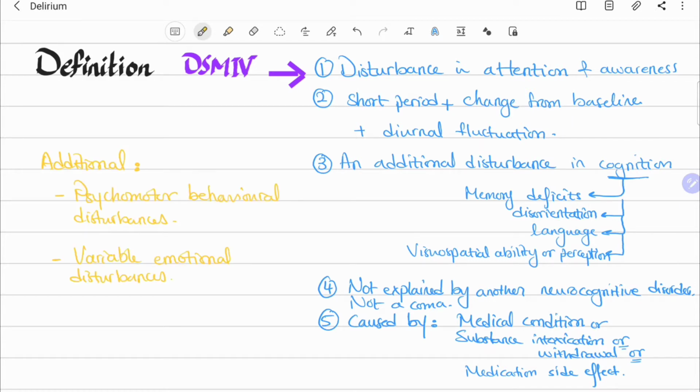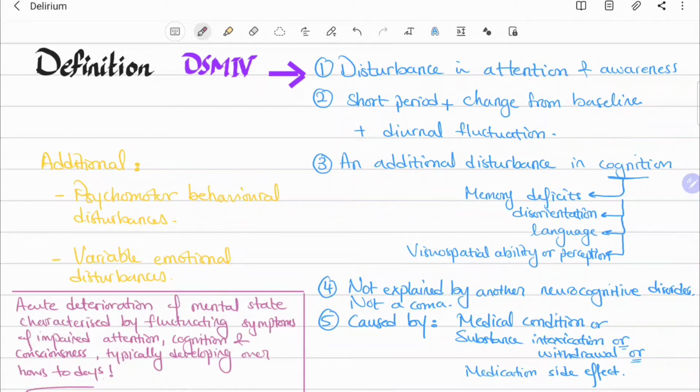Additional features that may accompany delirium and confusion include the following: psychomotor behavioral disturbances such as hypoactivity, hyperactivity, with increased sympathetic activity and impairment in sleep duration and architecture. And there also could be variable emotional disturbances, including fear, depression, euphoria, or perplexity. So we can briefly define delirium as an acute deterioration of mental state characterized by fluctuating symptoms of impaired attention, cognition, and consciousness that are typically developing over hours to days.